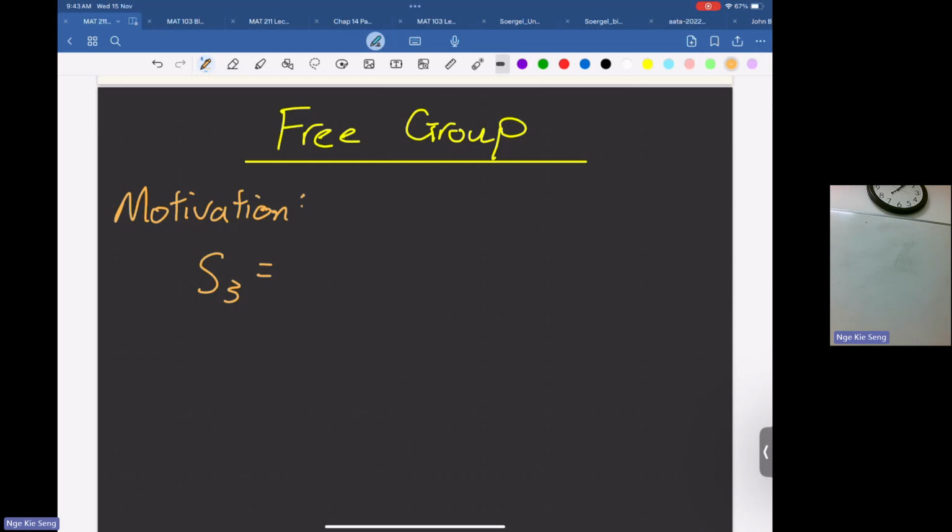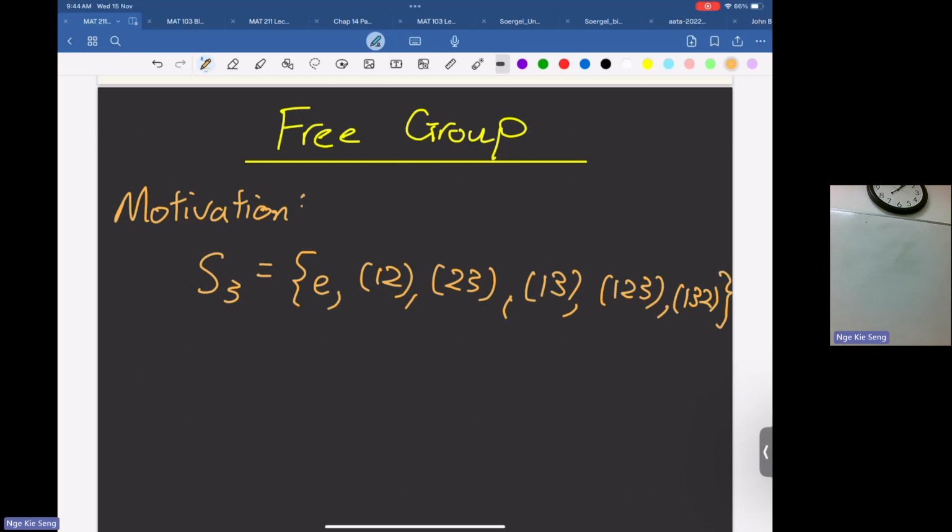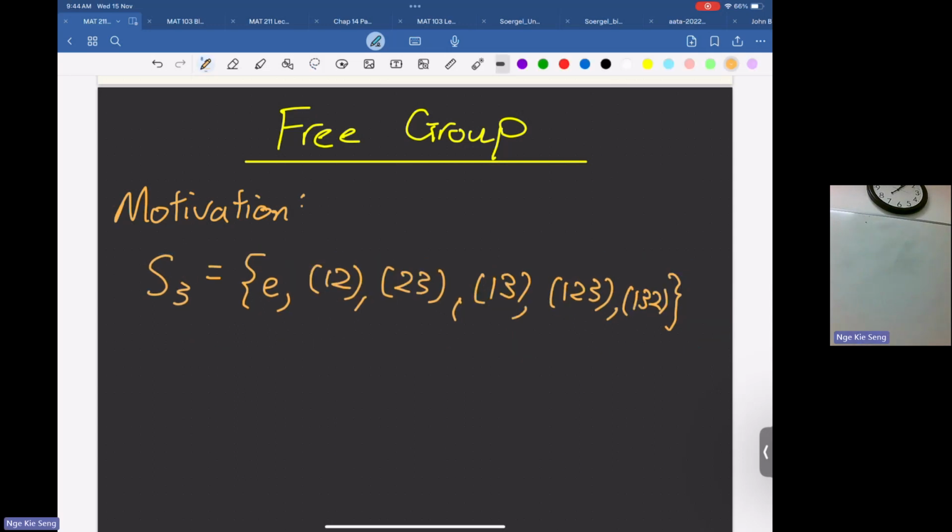So what is S3 here? Permutations on 3 indexes. So what are the elements? Identity, (1 2), (2 3), (1 3), (1 2 3), and (1 3 2). We know that we are done because S3 has 6 elements, 3 factorial, and these elements are different from each other. But there's another way to write this. I claim that I can use just (1 2) and (1 2 3) to generate all the things.